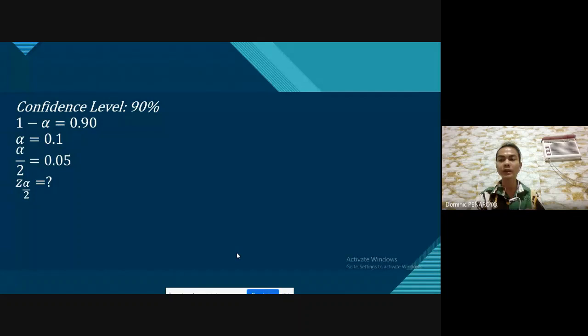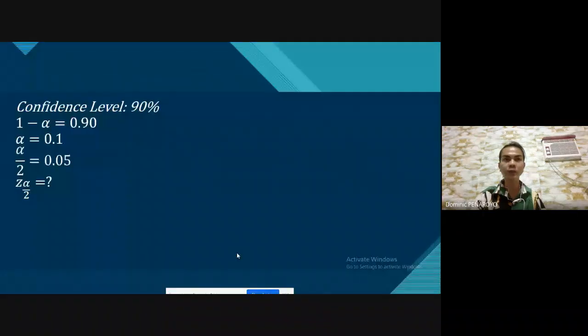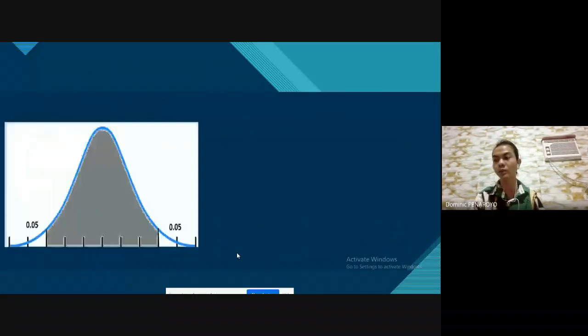The first thing that you need to do is find the alpha. The alpha for the 90% confidence level is 0.10. Second step is you need to find the value for the alpha over 2. And the value for that is 0.05. Now you try to sketch that in a normal curve. So you will have this illustration.